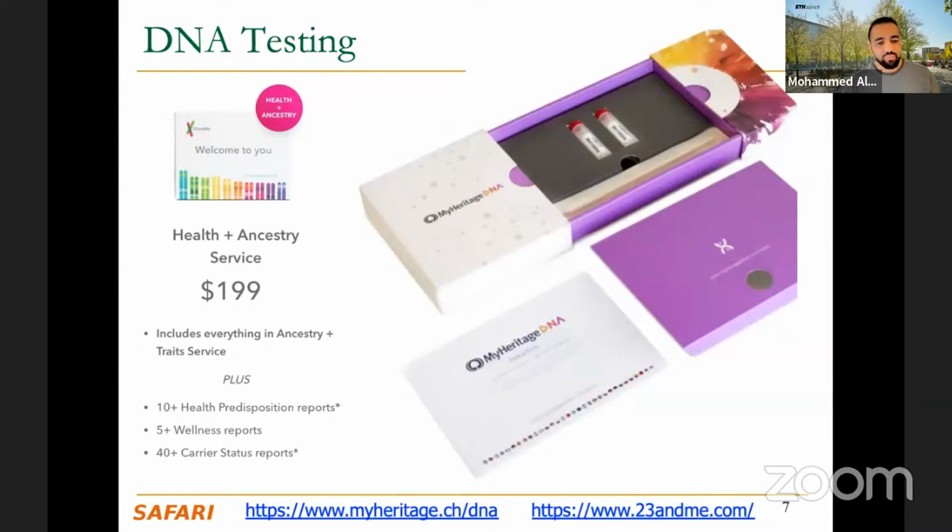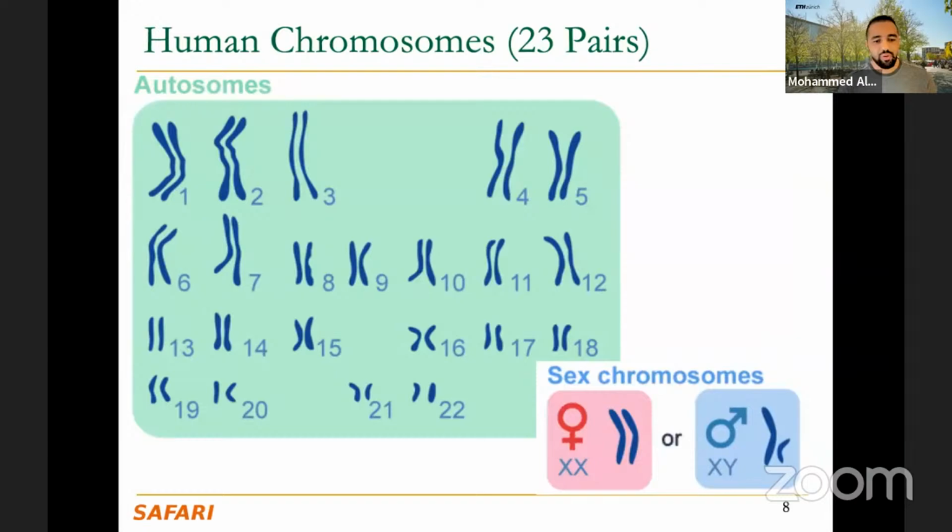Now, the first step to do genome analysis is to purchase one of these kits. You can get it from a pharmacy or online, where you do the swab yourself at home, exactly as you do a COVID-19 test, for example. You just take a swab, follow the instructions, and post it back to the company. Now, the company will observe your chromosomes and try to investigate them in detail.